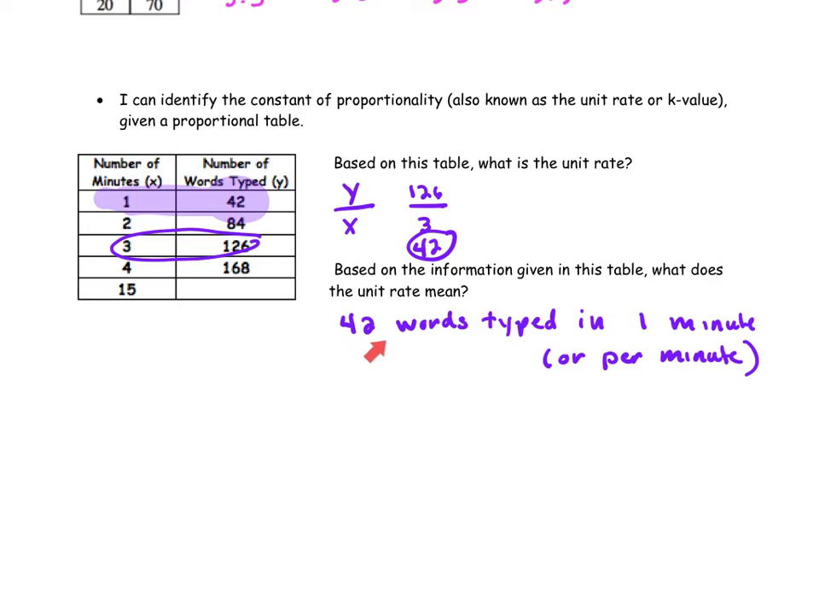So this is 42 words typed in 1 minute, and this table told us what the y values were and what the x values were. Again, the number that we have is the y value compared to the x value. Now let's move on.